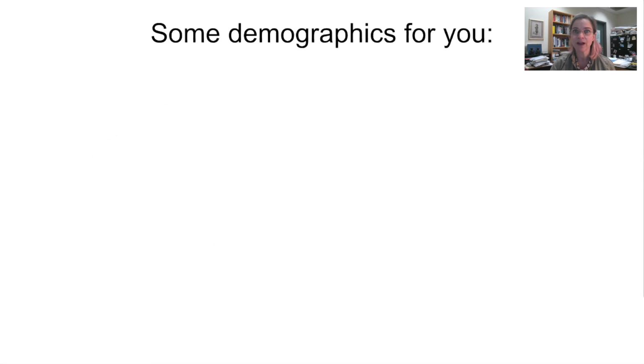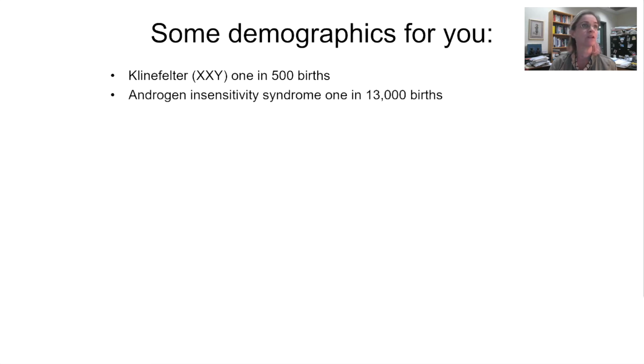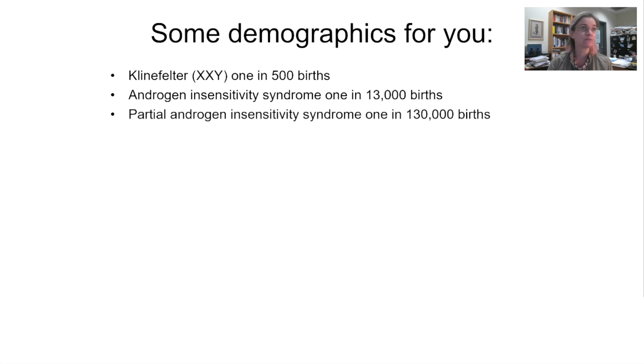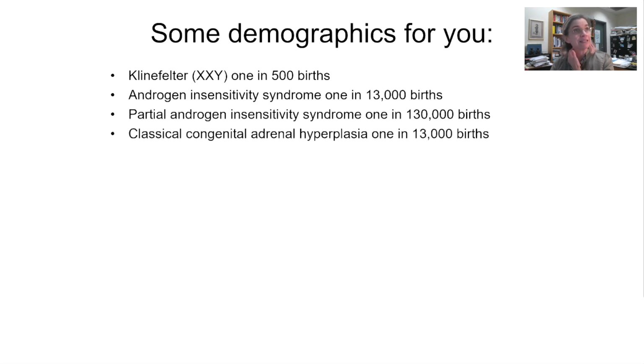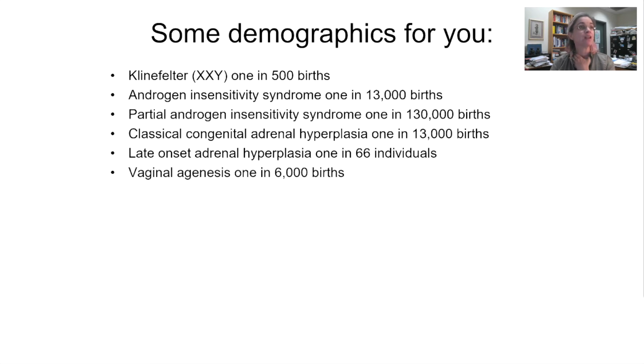Let's talk about some demographics to give you a sense of how common these are. Klinefelter, as we've discussed, affects about 1 in 500 births. Androgen insensitivity syndrome is 1 in about 13,000 births. Partial androgen insensitivity syndrome, 1 in about 130,000 births. Classical congenital adrenal hyperplasia, 1 in about 13,000. Late onset adrenal hyperplasia, 1 in about 66 individuals, much more common. Vaginal agenesis, 1 in 6,000 births, so just not having a vagina that formed.